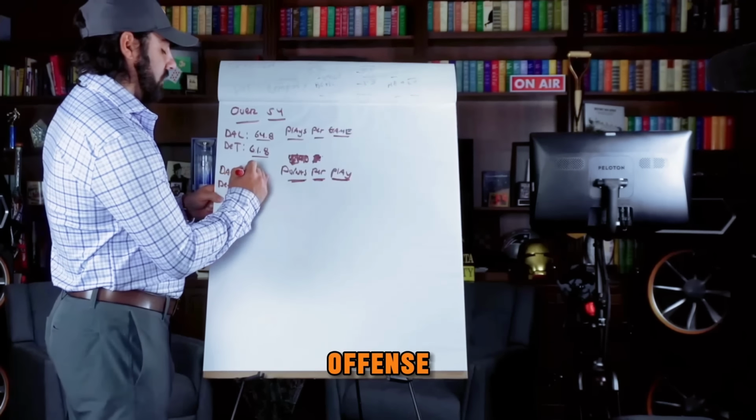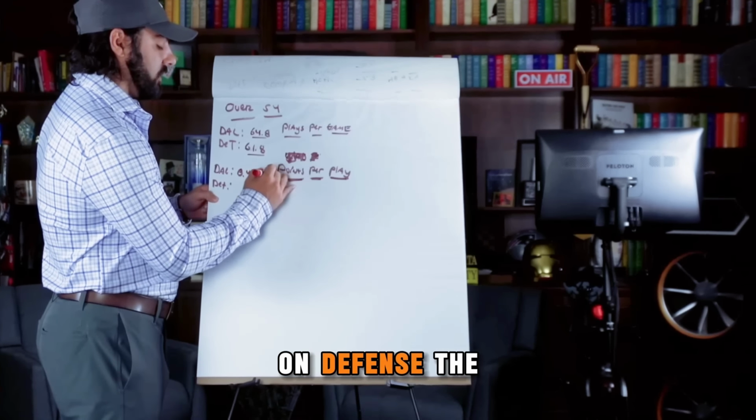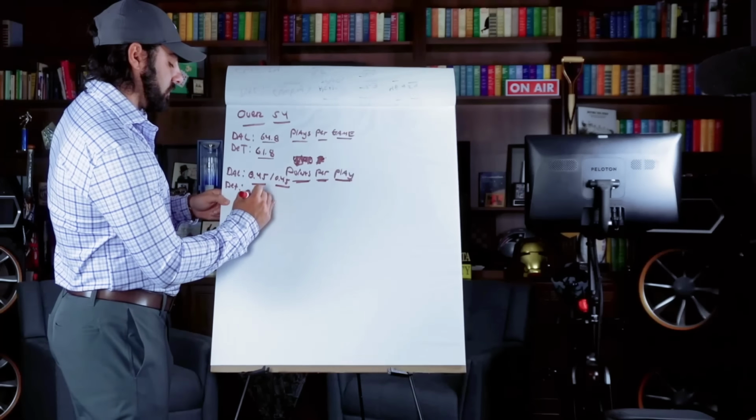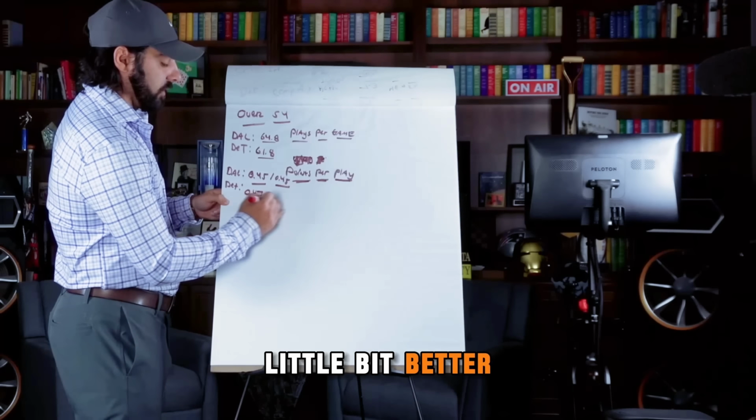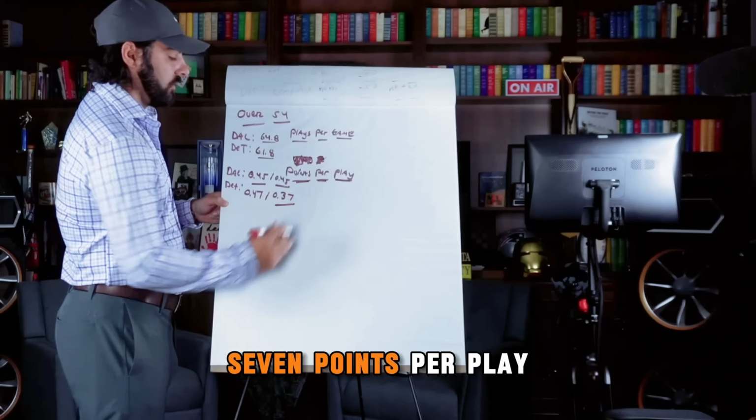So Dallas on offense, 0.45 points per play, and they give up on defense the exact same. Detroit on offense, a little bit better, 0.47, but a little bit better on defense as well, where they only give up 0.37 points per play.